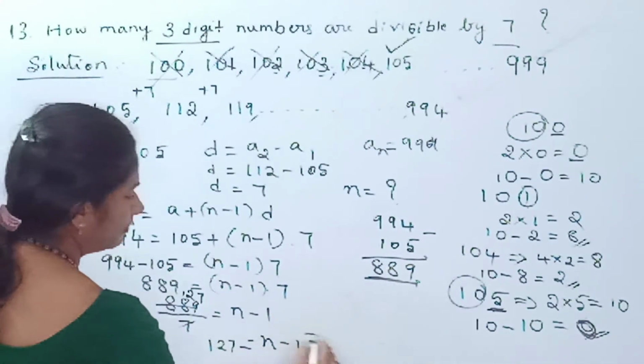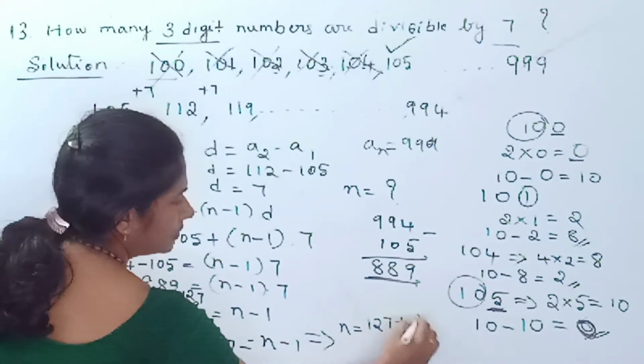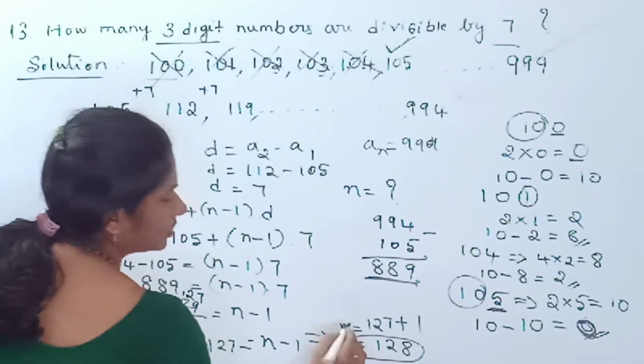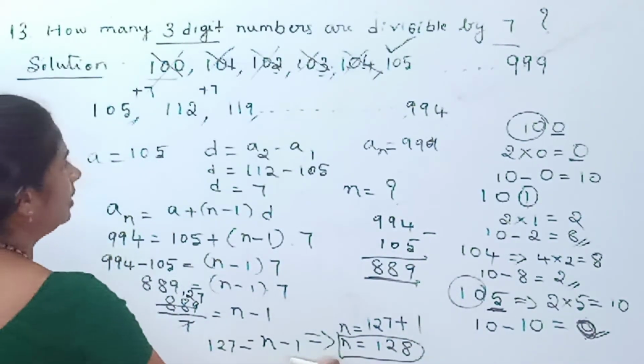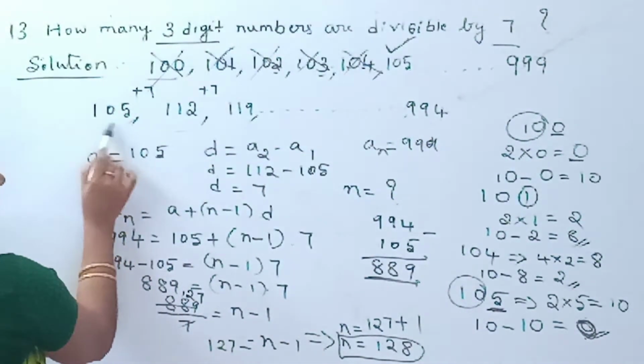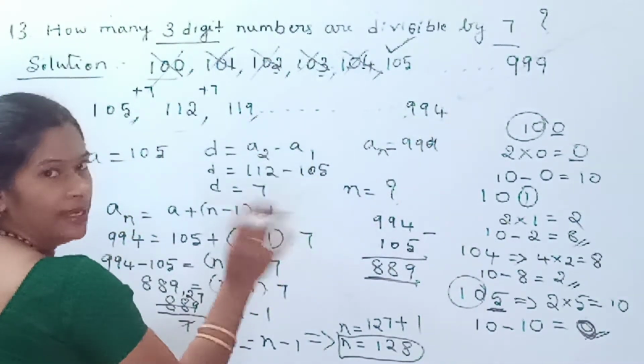That implies n value is 127 plus 1. So n value is 128. So what is your conclusion, children? There are 128 terms in between 105 to 994 which are divisible by 7.